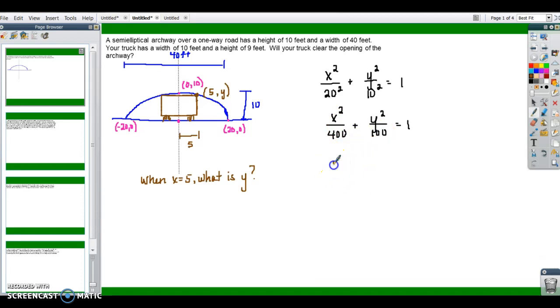So if I plug that in, I have 5 squared over 400 plus y squared over 100 is equal to 1. If I combine a couple of steps at once here, I end up with y squared over 100 is equal to 1 minus 25 over 400. I just moved that fraction over to the other side. And if you think of 1 as 400 over 400, I'm doing 400 minus 25 over 400, so that gives me 375 over 400.